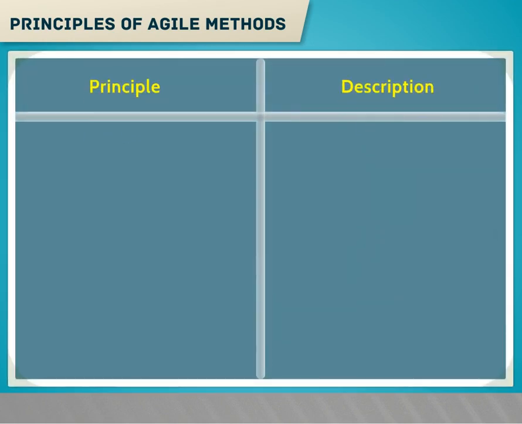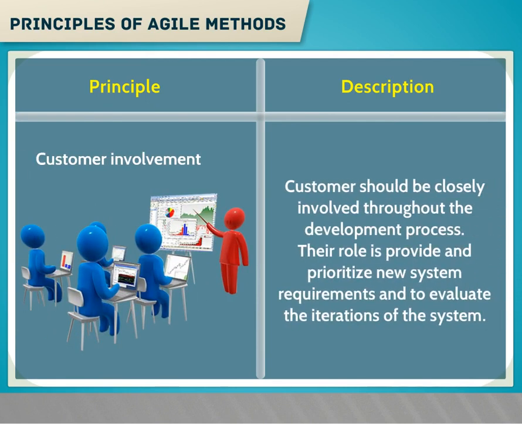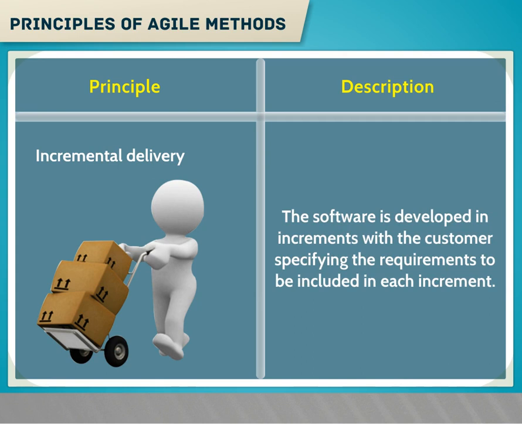Principles of Agile methods. Customer involvement: customers should be closely involved throughout the development process. Their role is to provide and prioritize new system requirements and to evaluate the iterations of the system. Incremental delivery: the software is developed in increments with the customer specifying the requirements to be included in each increment.